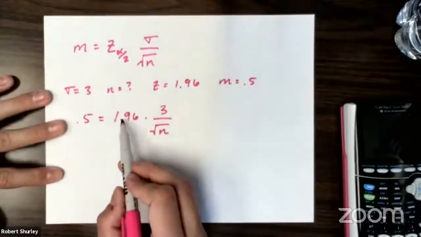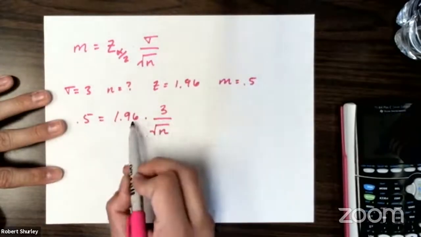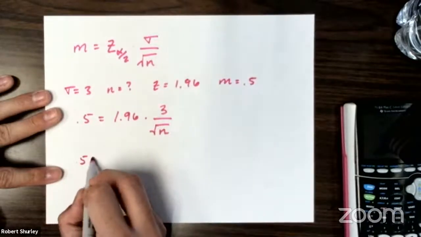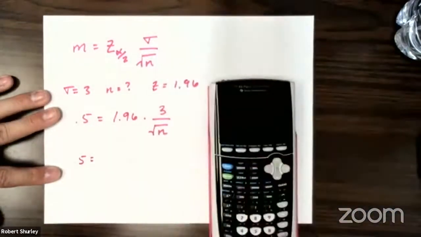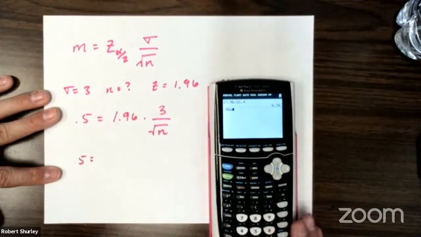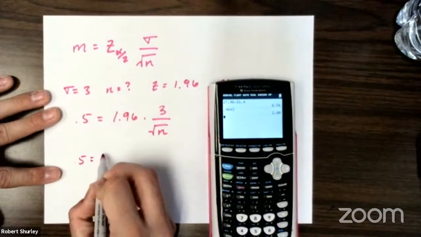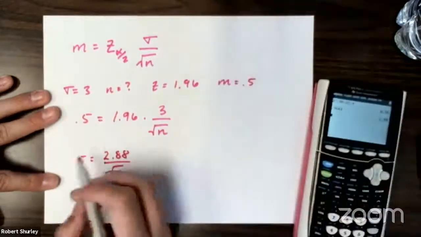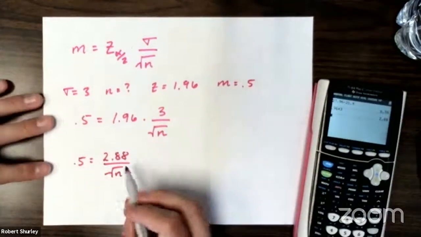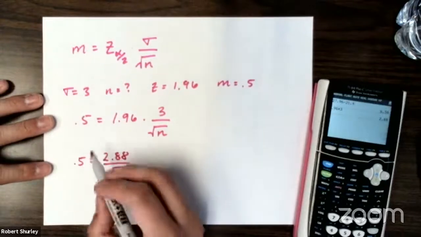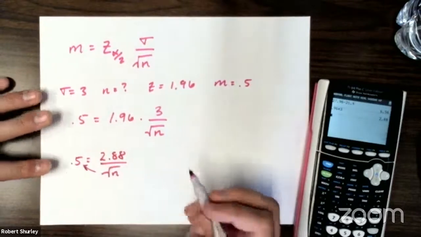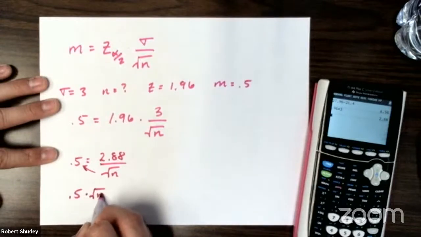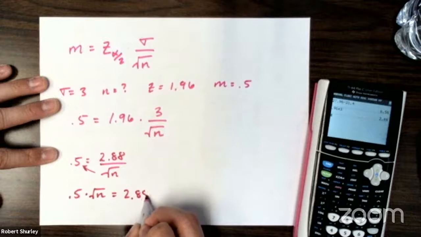It's a little easier if we just solve it with the numbers. If I multiply a number times a fraction, you just multiply the numerator and the number. So this winds up being 0.5 equals 1.96 times 3, so 2.88 over the square root of n. Now to get the square root of n to the other side, you multiply it to that side. So you wind up with 0.5 times the square root of n equals 2.88.